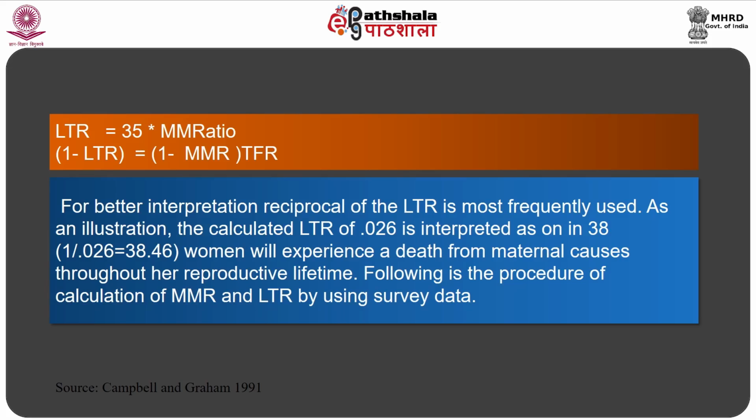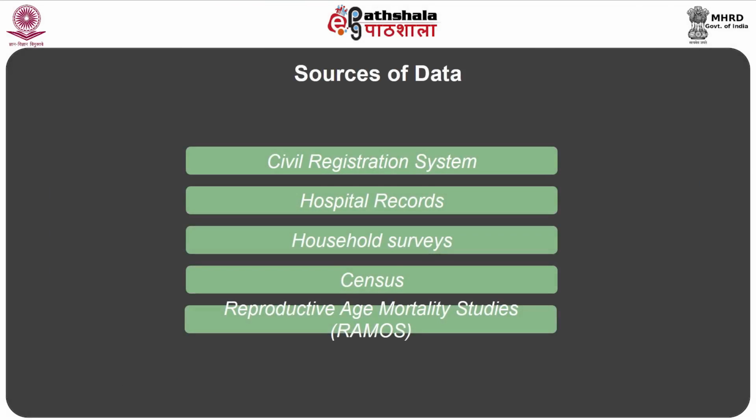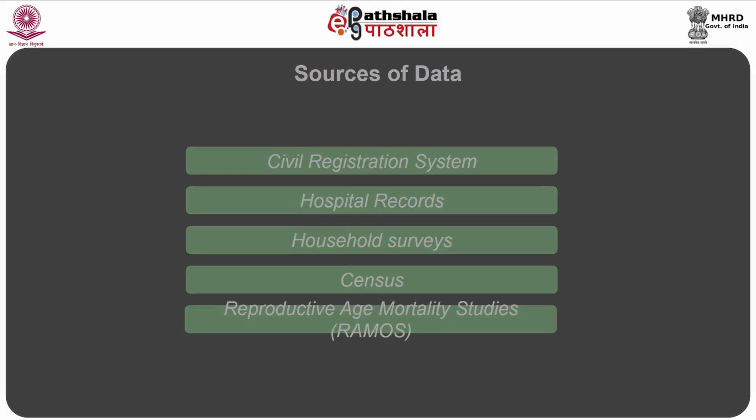Following is the procedure for calculation of MMR and LTR using survey data. Sources of data. There are various sources for measuring maternal mortality. 1. Civil registration system. 2. Hospital records. 3. Household surveys. 4. Census. 5. Reproductive age mortality studies, RAMOS.